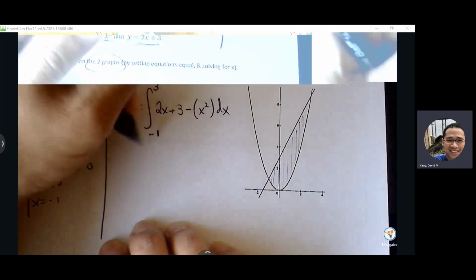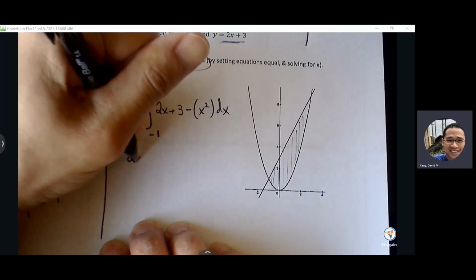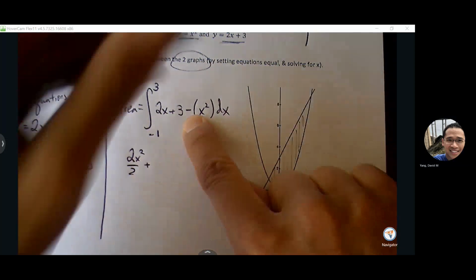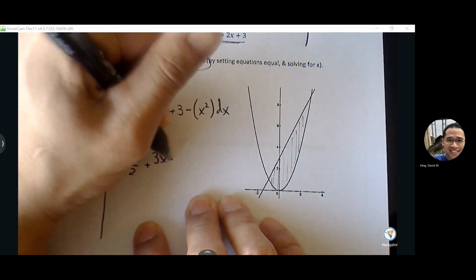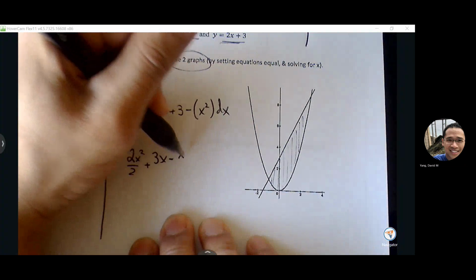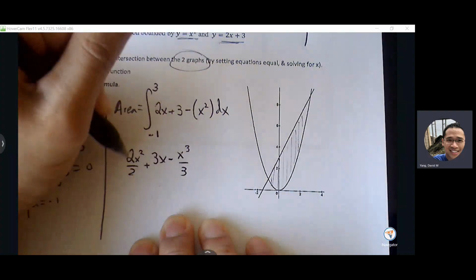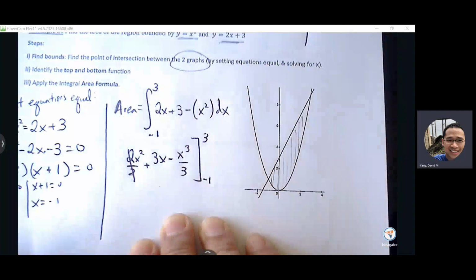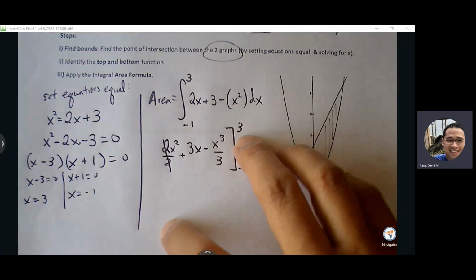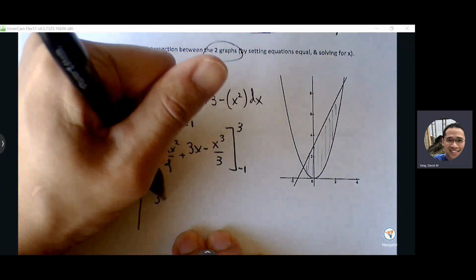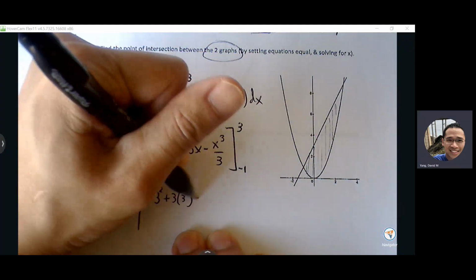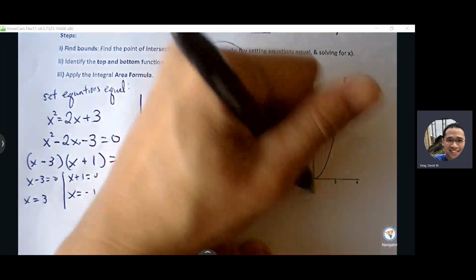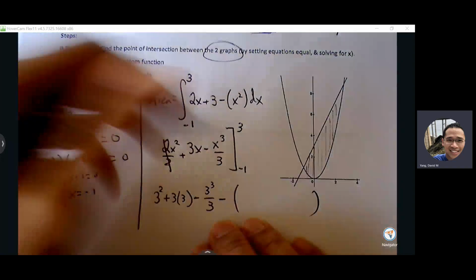Okay, so 2x plus 3, go through power rule: 2x squared over 2. What does 3 become? 3x. x squared becomes x cubed over 3. Do some cleanup here. The 2s cancel out. Okay, what goes in first? The 3. So I have 3 squared plus 3 times 3 minus 3 cubed over 3, minus big parentheses. Then the -1 gets inserted.